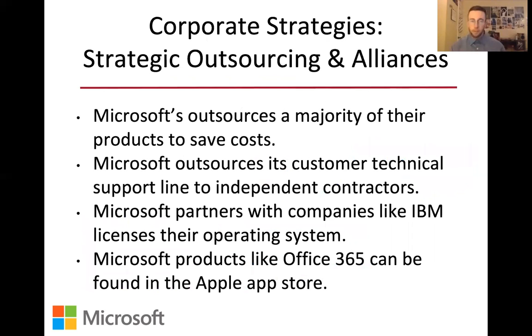Our next corporate strategies are strategic outsourcing and alliances. Microsoft manufactures a lot of their products, such as the Xbox, under contract at low-cost global locations. This strategy allows Microsoft to save millions of dollars in operating and production costs each year. Not only that, but Microsoft programs like Office 365 can be found in the Apple App Store. Even though Apple is a direct competitor, Microsoft cannot ignore the industry dominance of Apple and realize they could actually benefit from it. These types of strategic alliances help influence a greater segment of customers.